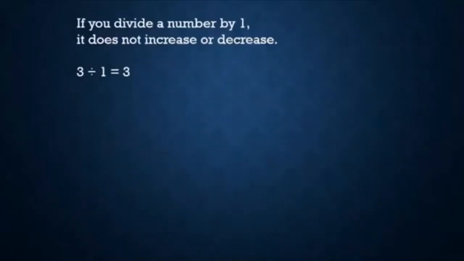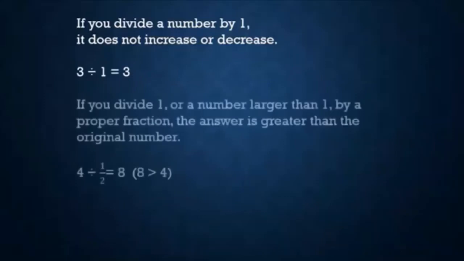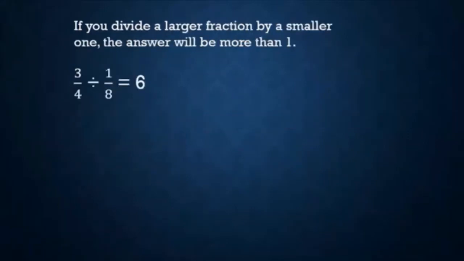If we divide a number by 1, it does not increase or decrease. For example, 3 divided by 1 is equal to 3. If we divide a number larger than 1 by a proper fraction, the answer is greater than the original number. For example, 4 divided by 1 by 2 is equal to 8 and 8 is bigger than 4. If we divide a larger fraction by a smaller one, the answer will always be more than 1.